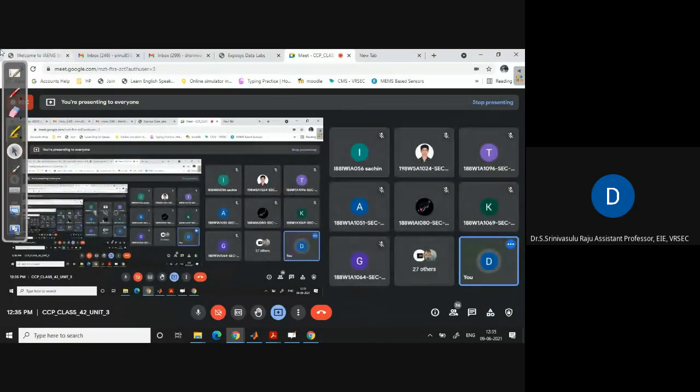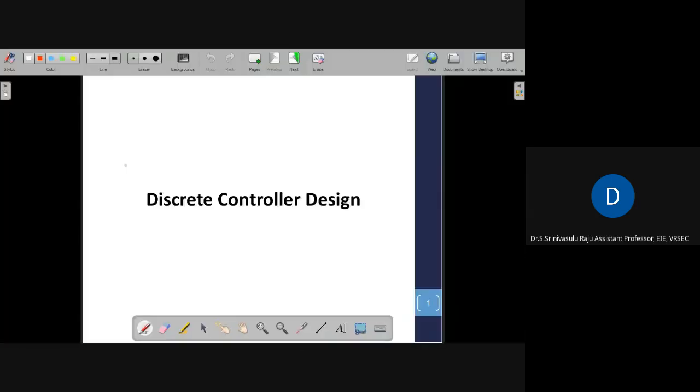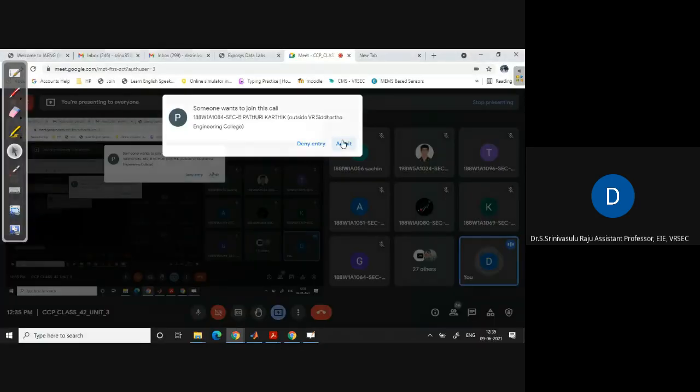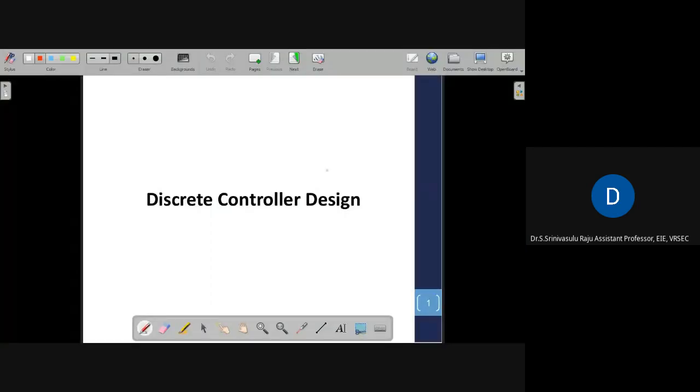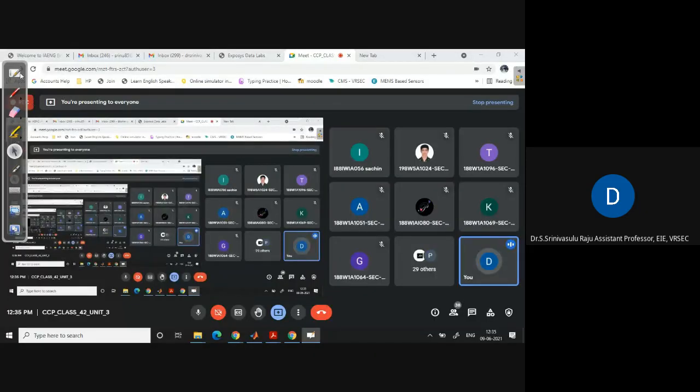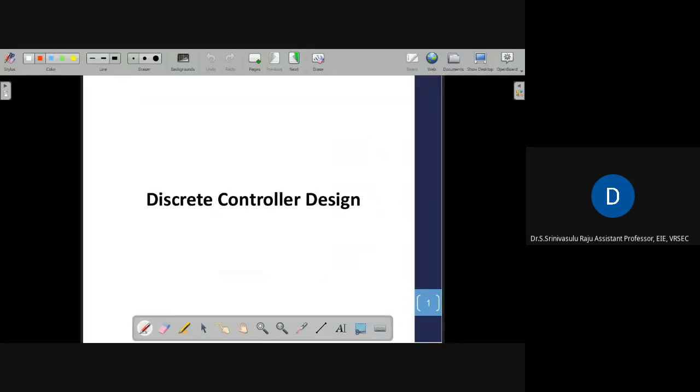Today's class we will see the recap of Unit 3. Once again, very quickly, we will see the controller design, discrete controller design, and the same we will try to simulate in MATLAB. This is just an example of how we can do any work related to digital control systems. All the topics are known to you, so I will go through them fast. Today's topic is discrete controller design.